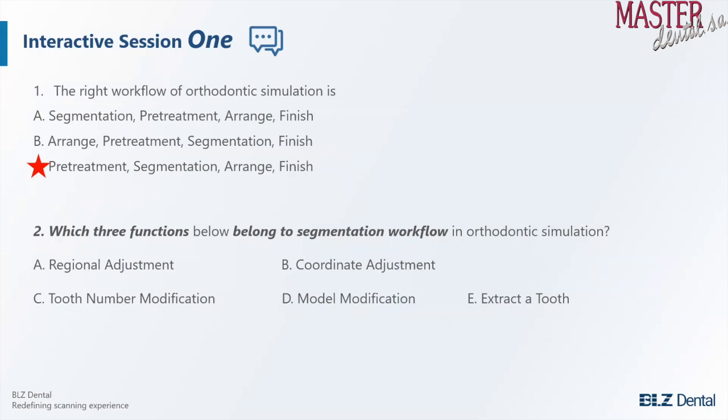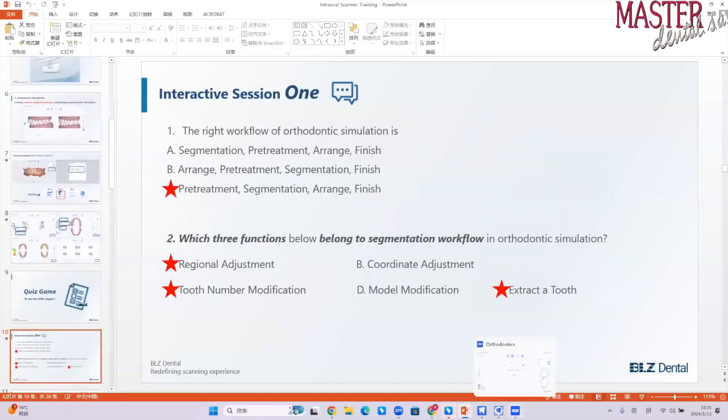Okay, finish now, okay? So for the second question, the 3 functions that belong to segmentation workflow are A, C, E. Okay, so I can see almost all of you are correct. So these 3 functions are regional adjustment, tooth number modification, and extract a tooth, right? The B and the D choices belong to the pre-treatment workflow. You are so good about this function.